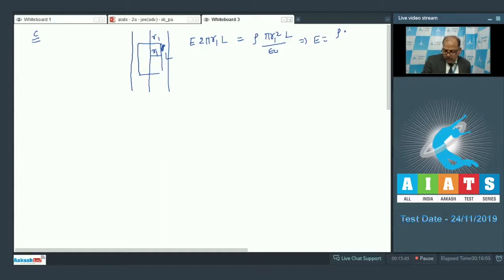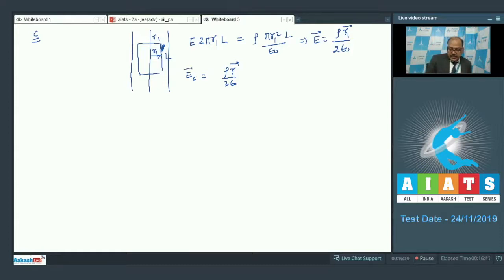rho R1 by 2 epsilon naught. In fact, in vector form, if I write it, it will be like this, where R1 vector is this vector. For a uniformly charged sphere, the electric field inside the sphere is given as rho R vector upon 3 epsilon naught.